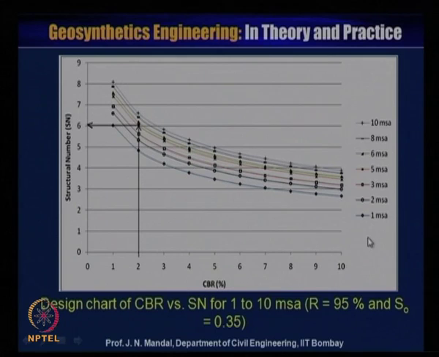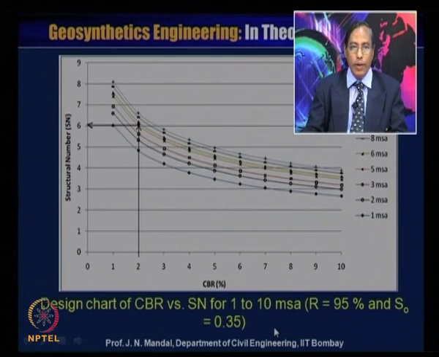This is the design chart for CBR versus SN for 1 to 10 MSA, with reliability R equal to 95% and S0 equal to 0.35. This is structural number versus CBR for different MSA. This may be 1 MSA, 2 MSA, 3 MSA, 5 MSA, 6 MSA, 8 MSA and 10 MSA. So, if we know the CBR value and the millions of standard axles, you can determine the structural number.